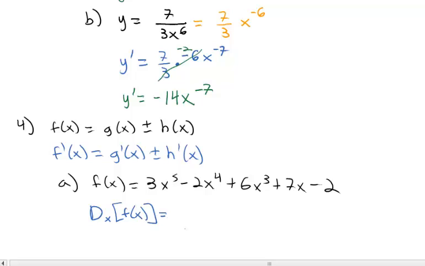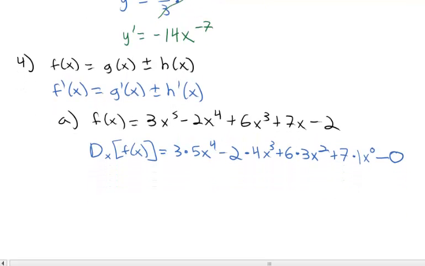The derivative with respect to x of f of x is 3 times the derivative of x to the fifth, which is 5x to the fourth, minus 2 times the derivative of x to the fourth, which is 4x cubed, plus 6 times x cubed is 3x squared, plus 7 times x to the first, which is 1, x to the 0, 1 minus 1 is 0, minus 2, but that's a constant. 2 is a constant. The derivative of minus 2 is 0.